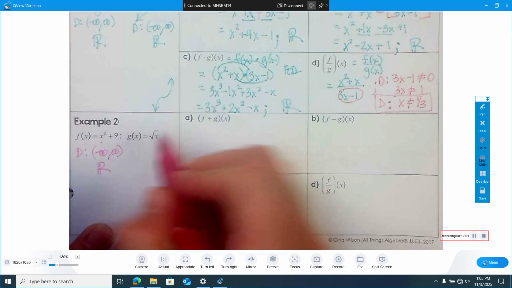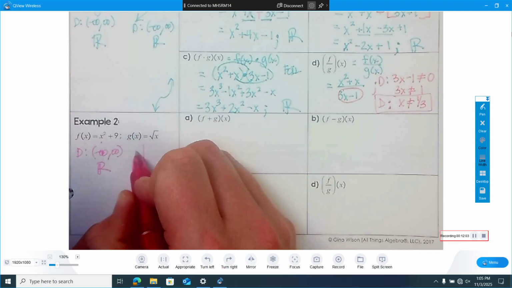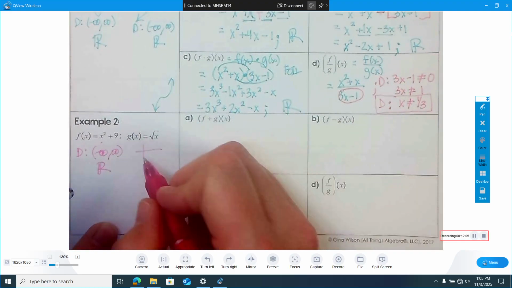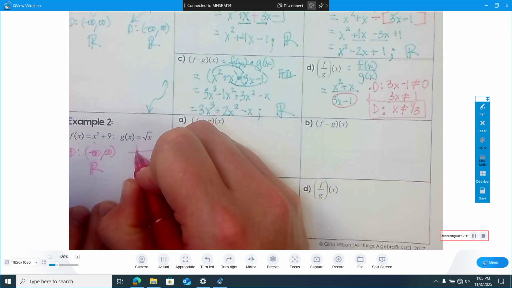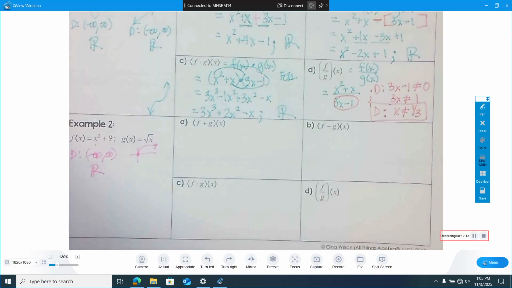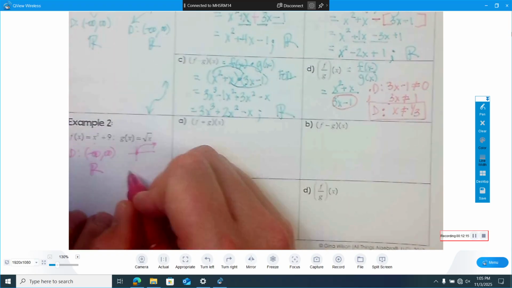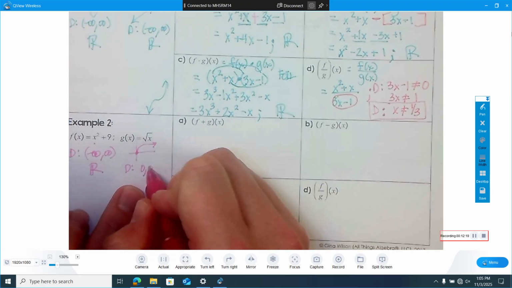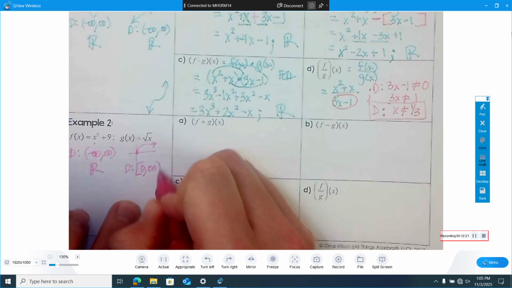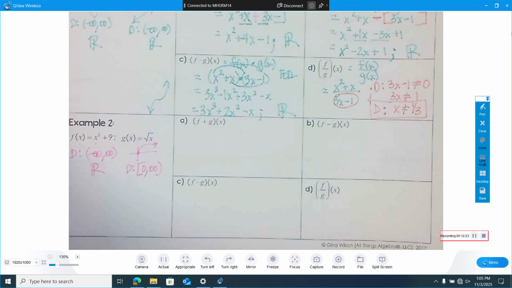But what about the square root? What's the square root swoop look like? Oh, dang, I gave the answer. Swoop. It's the square root swoop. It goes to 0, 0, and it swoops to the right. Square root swoop, yeah? So what is the domain of our square root swoop? 0 to infinity. Yeah, including the 0 all the way to infinity.